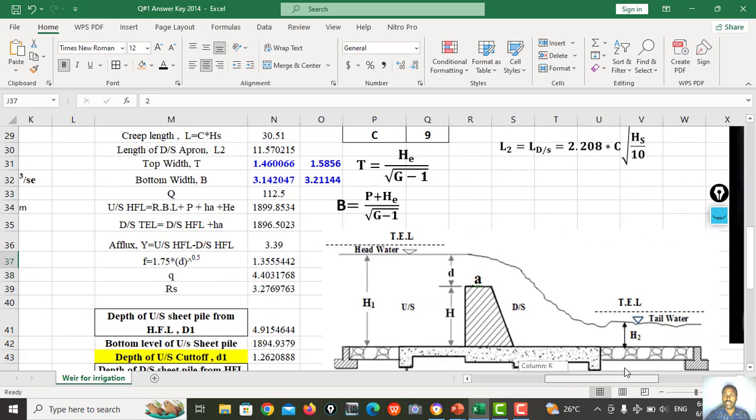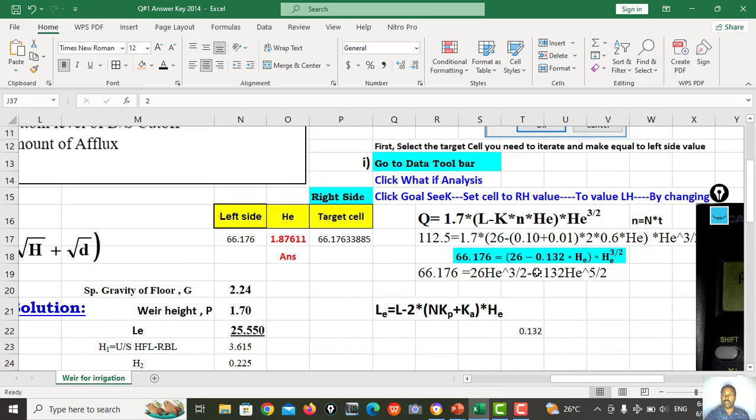So you multiply. n means number of divide walls times thickness of pier or divide wall, so you multiply 2 times 0.6 times HE. Then after solving, you get this result. So this is a simplified equation: 6.176 equals (26 minus 0.132 times effective head) times HE to the power of 3/2.